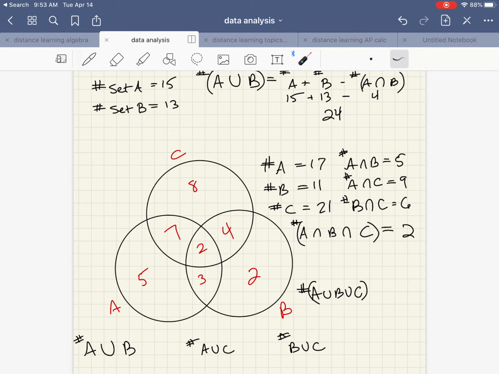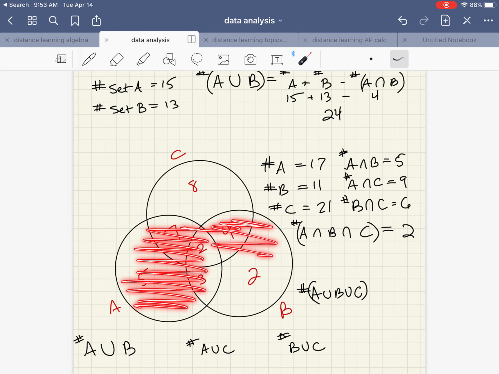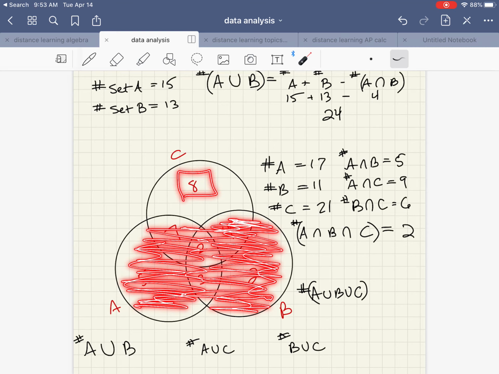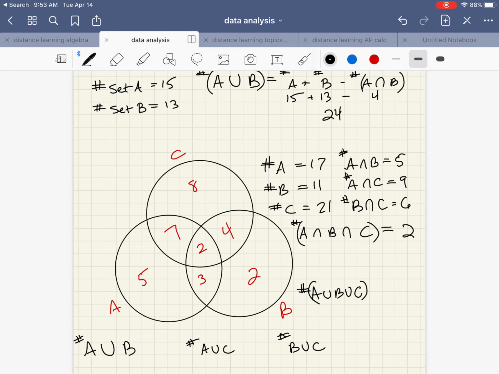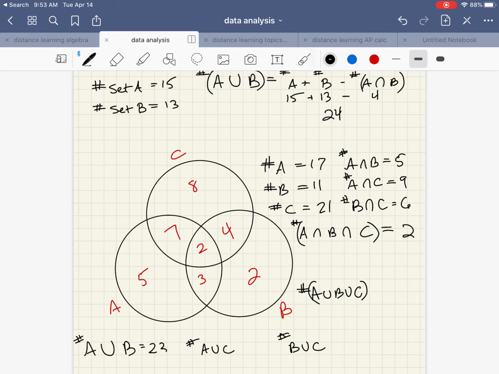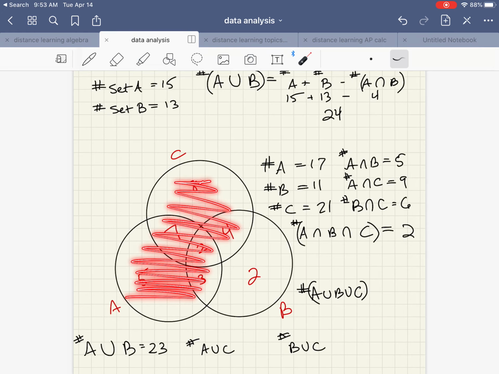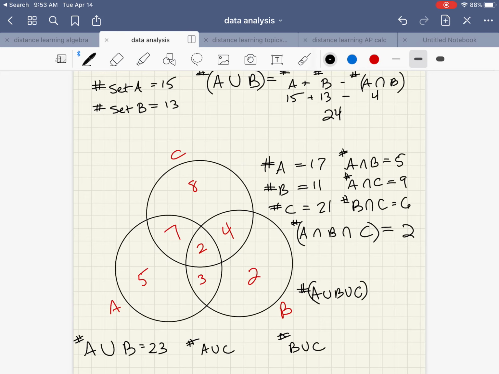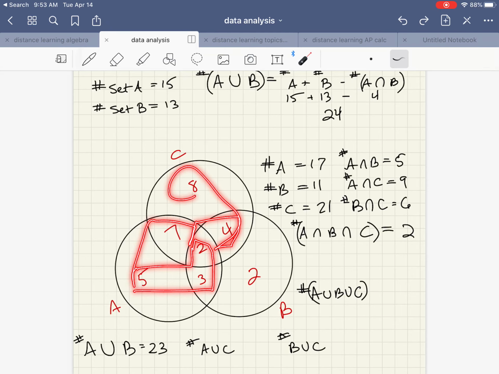So A union B, anything in A, anything in B. So basically, I'm going to add up all of the numbers except 8. So 5, 7 is 12, 14, 18, 21, 23. A union C, everything not in B, all those numbers. So it's everything but 2. So 5, 10, 17, 21, 29.